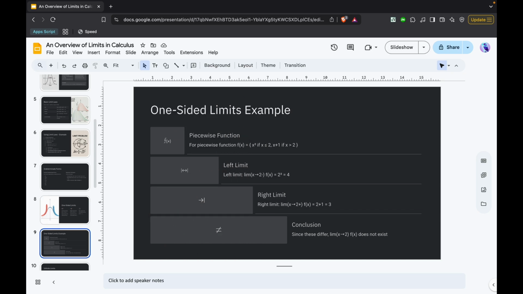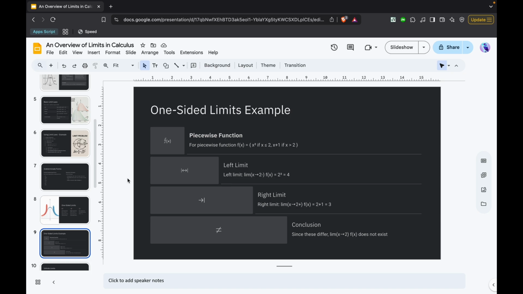right-hand limit. Now, a one-sided limit example, and this is a quick example. As I told you in the last one, piecewise functions often don't have a two-sided limit. Sometimes they only have left or right. So, for a piecewise function, let's say f of x is x squared if x is less than or equal to 2, or x plus 1 if x is greater than 2.